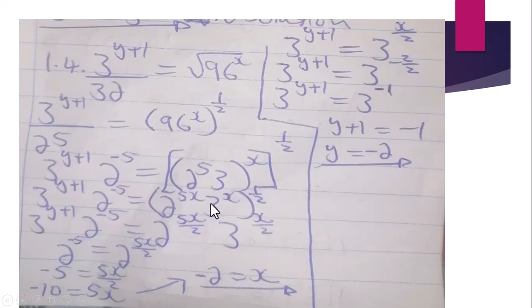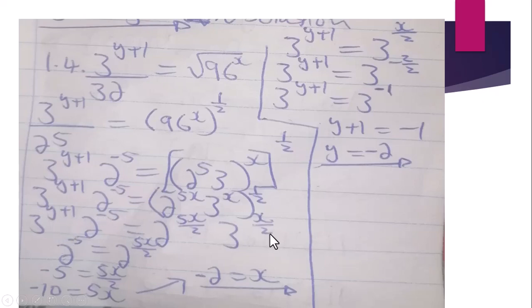You understand this. Nothing is new. 5x times 1 half, it's 5x over 2. x times 1 half is x over 2. And then now look what I have created. I have formed a base of 3 with an exponent on the left, base of 3 with an exponent on the right. And I cannot equate 3y plus 1 with 3x over 2 because I will be working with two unknown variables.